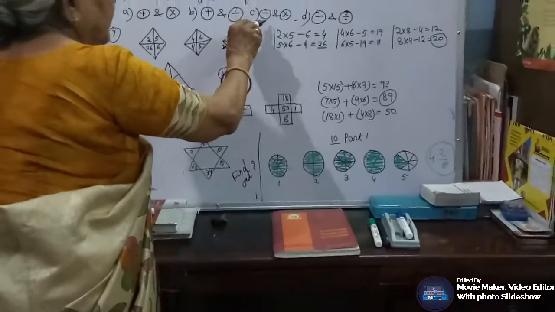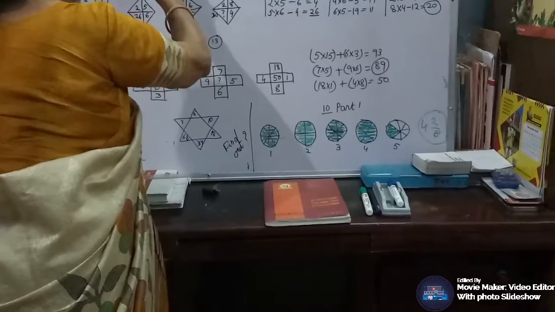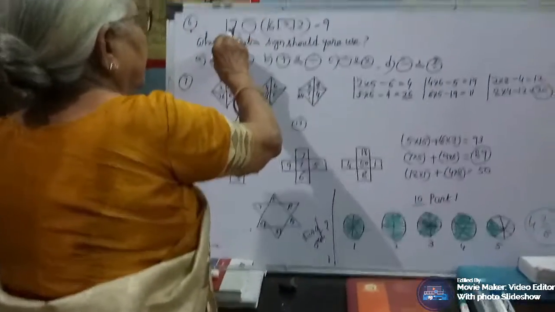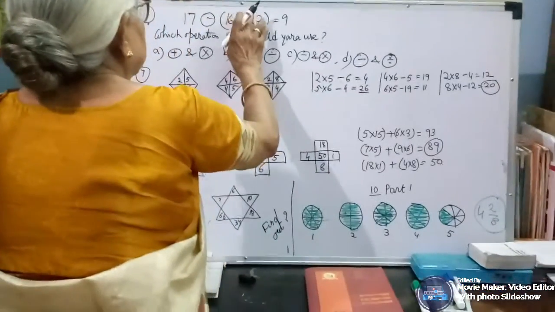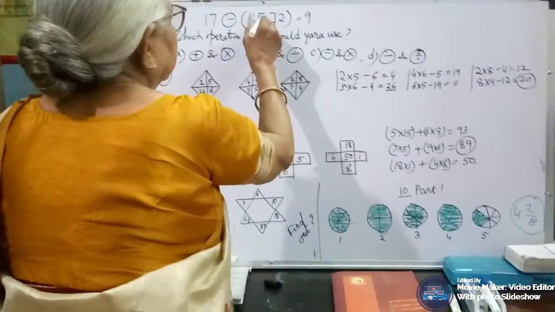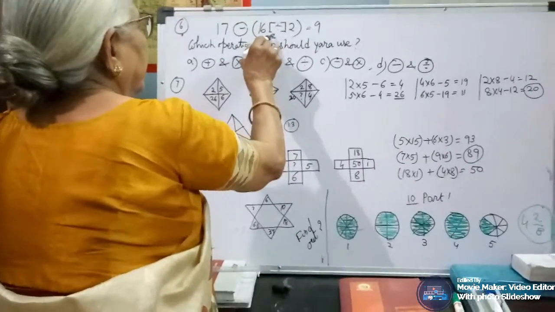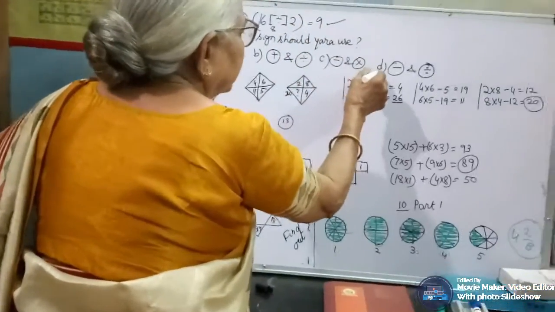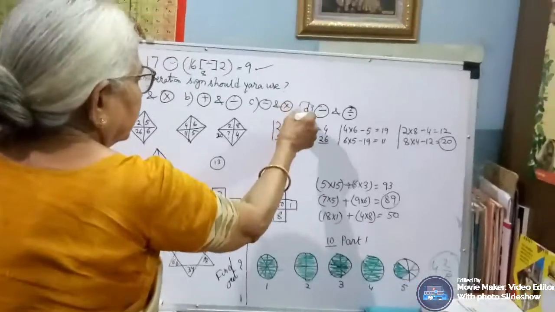This is wrong. Then this one, if it is minus and multiplication, this is 32, and then 17 minus 32, it is not possible. Now take the last one, D, that is, this is minus and this is division. 16 divided by 2 is 8 and 17 minus 8 is 9. So this D is the correct option.